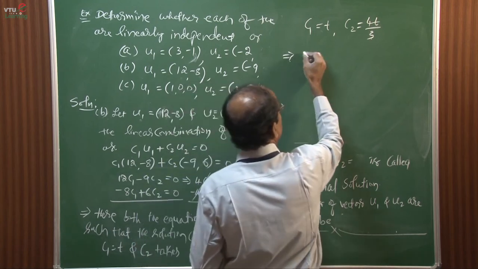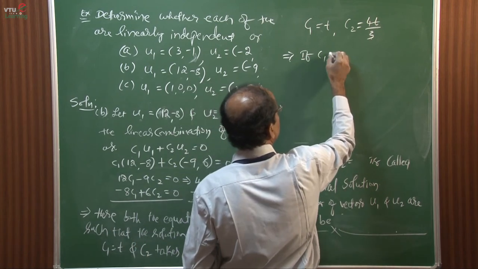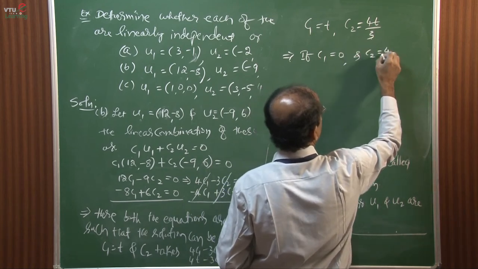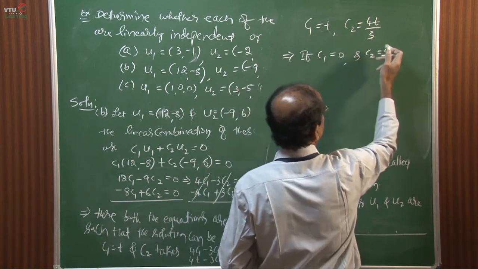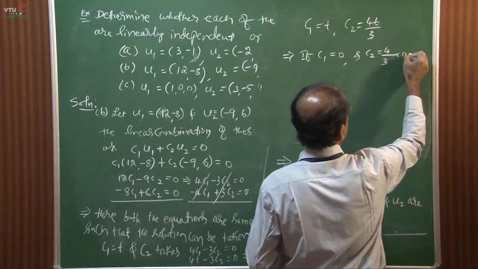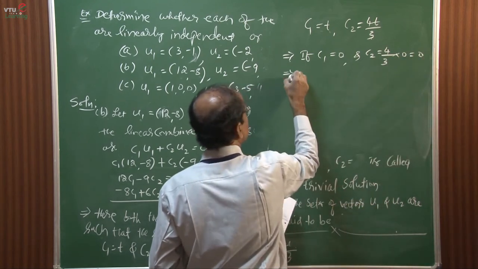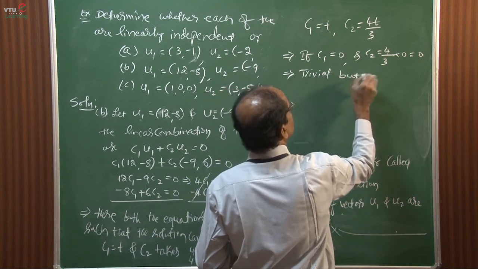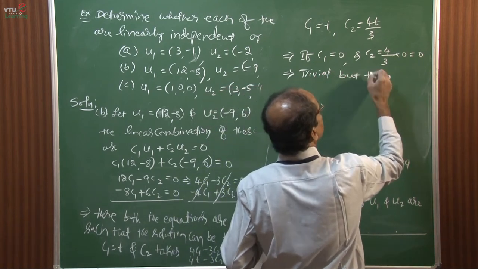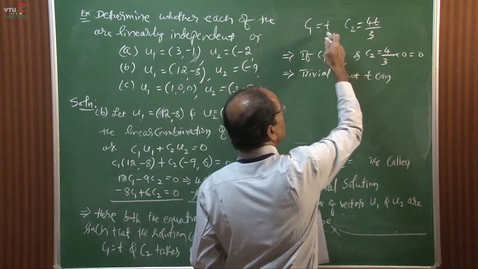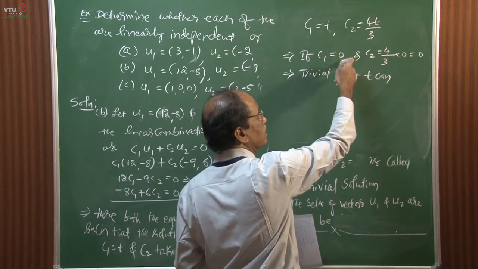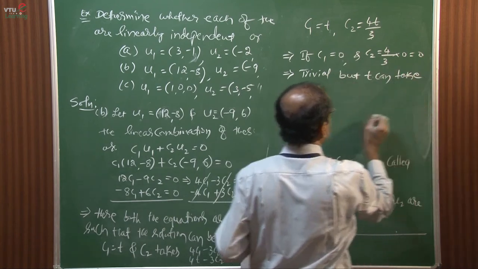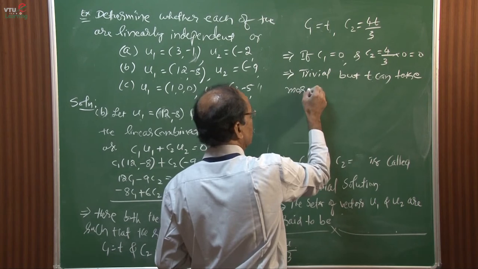Implies if C1 is equal to 0 and C2 is equal to 4 by 3 into 0, that is also 0, which implies trivial. But t can take more than one value, no? C1 is equal to t means only one value you have substituted, but t can take more than one value.